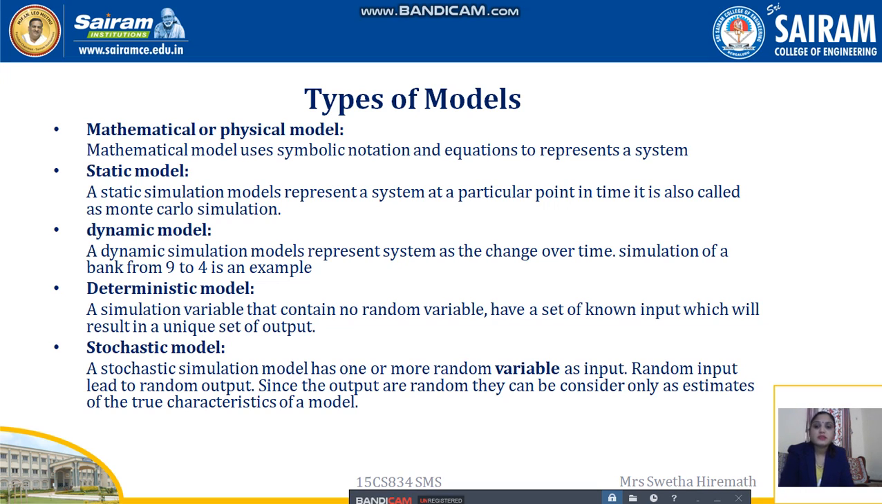A deterministic model means a simulation model that contains no random variable, having a set of known inputs which will result in a unique set of outputs. Deterministic means it is fixed to some particular values, so only on those values will that model be working. A stochastic model means it will be working on random variables. That is, the input will be given randomly and we will expect the output also to be random.